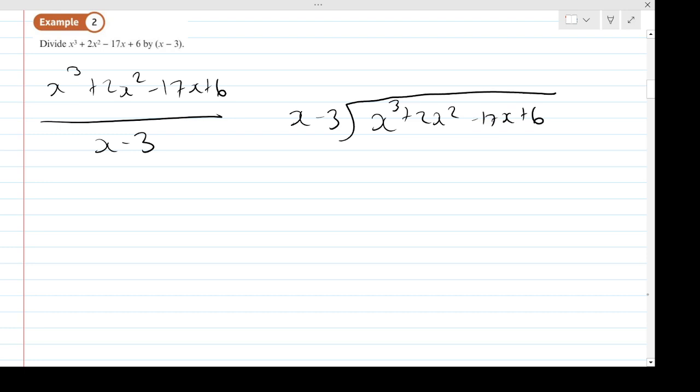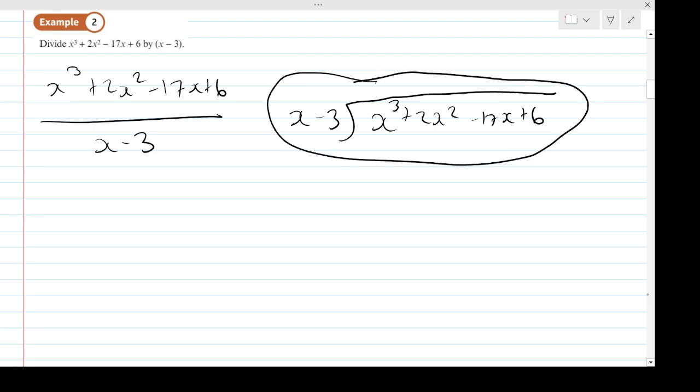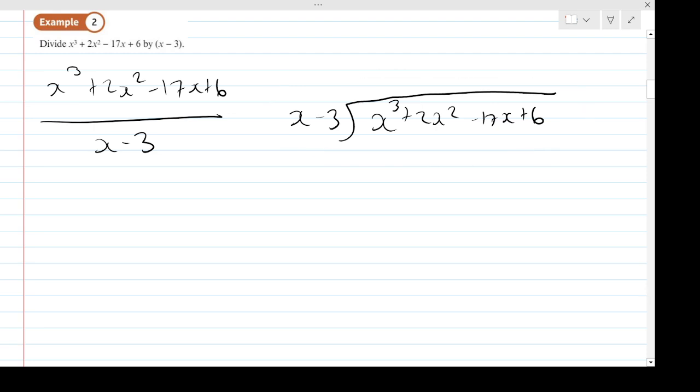Okay, that's how we lay it out. If we have a fraction like this where we're dividing a polynomial on the top by the bit on the bottom, that's how we lay it out in this bus stop notation, if you will. What we're dividing by, which we call the divisor, is on the outside, and what we're dividing, the top of the fraction, is inside there. So that's how we lay it out.